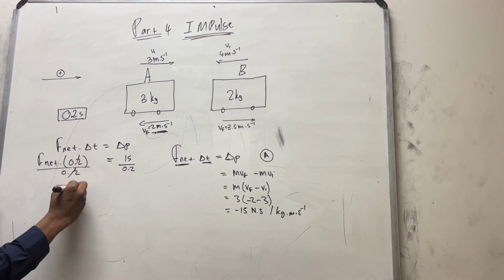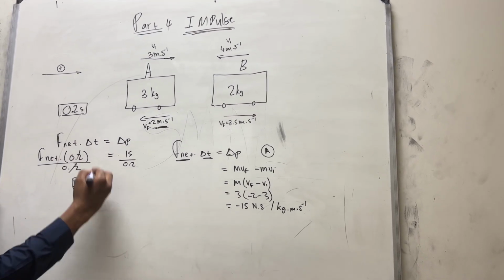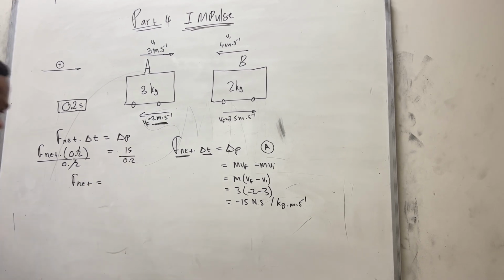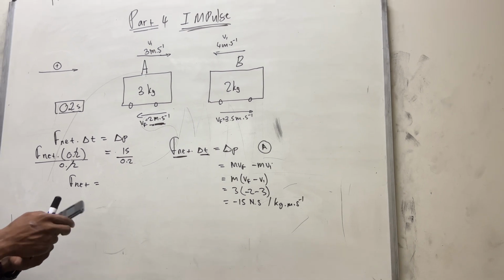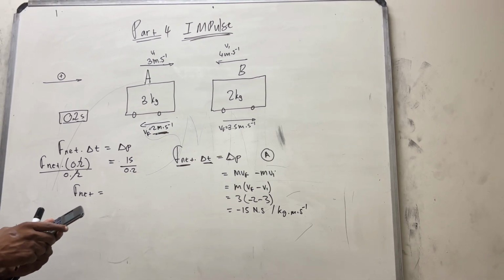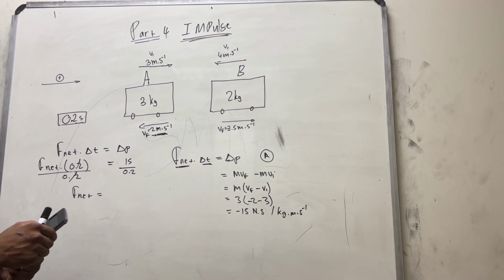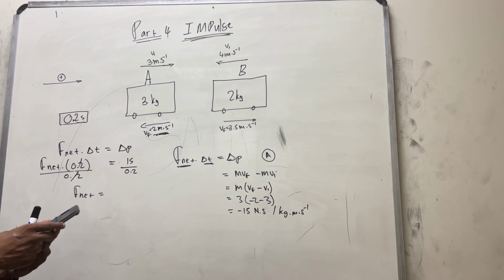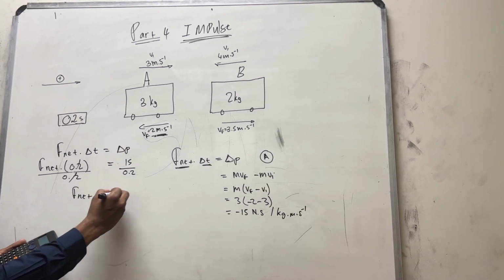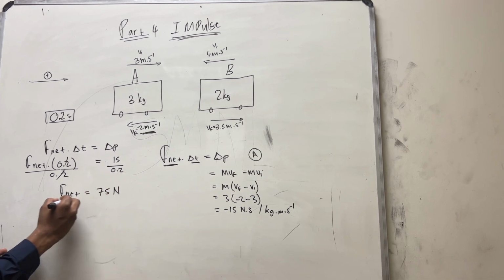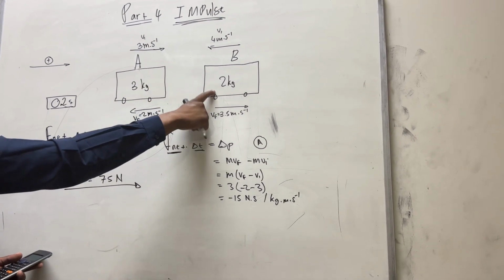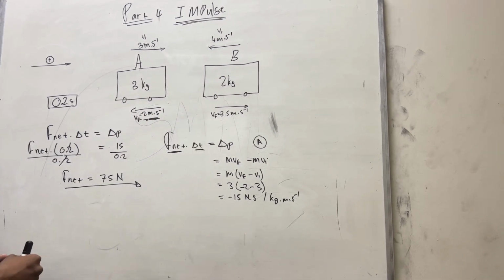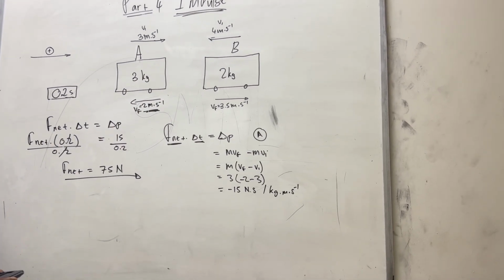Therefore the F net should be equal to, can you divide? We have 15 divided by 0.2. Therefore, the force exerted by car A on B during the collision is 75 newtons. That's it.